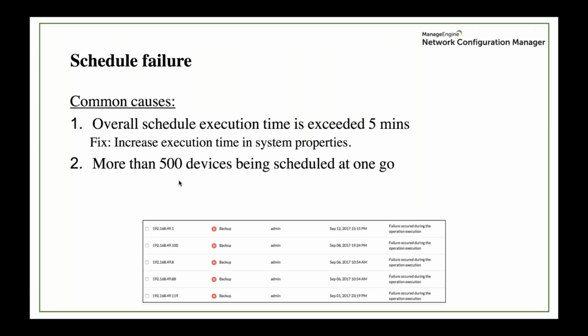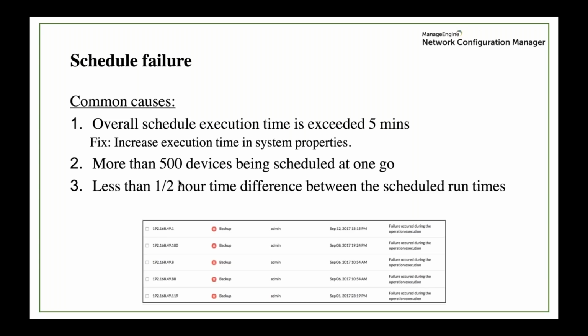Now, the other reasons are that when you execute more than 500 devices per schedule, then that execution time might exceed 5 minutes. So, that can also be a cause. Another cause is that you need to have 30 minutes time difference between two scheduled run times. Now, if the time difference is less than 30 minutes, that can also cause an error.